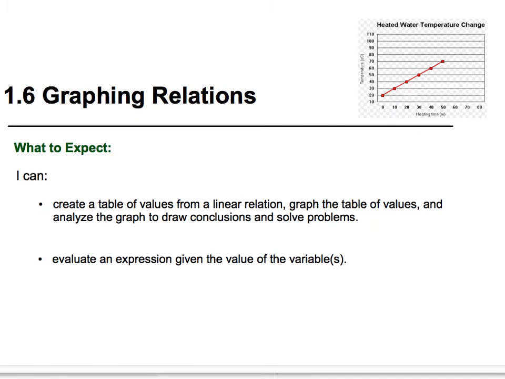In this lesson, Unit 1, Lesson 6, Graphing Relations, we are going to create a table of values from a linear relation. That means that every graph that we're going to get is going to form a line. We're going to graph the table of values and analyze the graph to draw conclusions and solve problems. And in the process, we actually have to evaluate expressions given the value of variables. So that's kind of the review part.